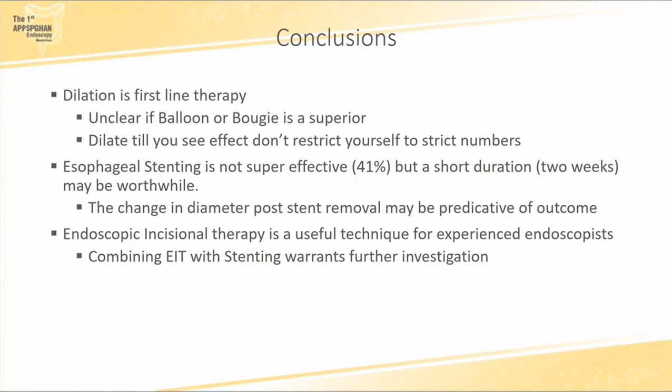So in conclusion, dilation is first-line therapy, although it's still unclear if balloon or bougie is a superior technique, but use the technique you're more comfortable using at this point in time. Dilate till you see an effect. Don't limit yourself to strict numbers. Esophageal stenting is not super effective at 41%, but based on our data, I think a short duration of 2 weeks of stenting may be worthwhile. The change in diameter post-stent removal may be predictive of your outcome.